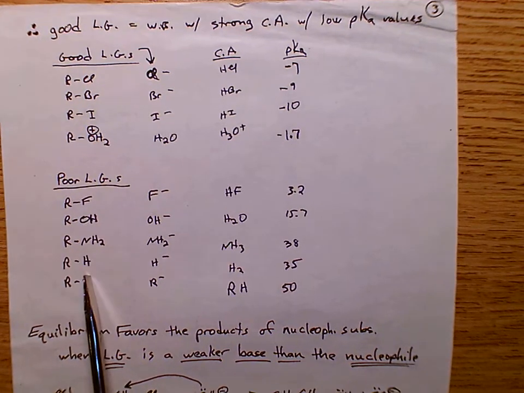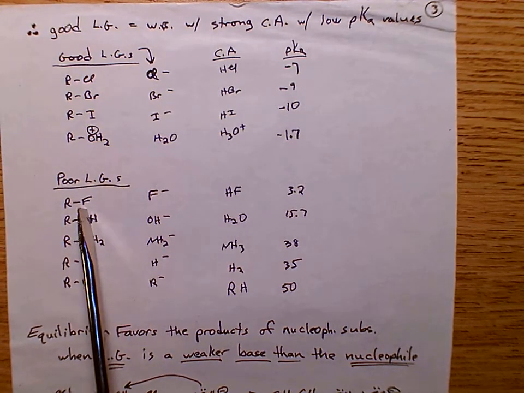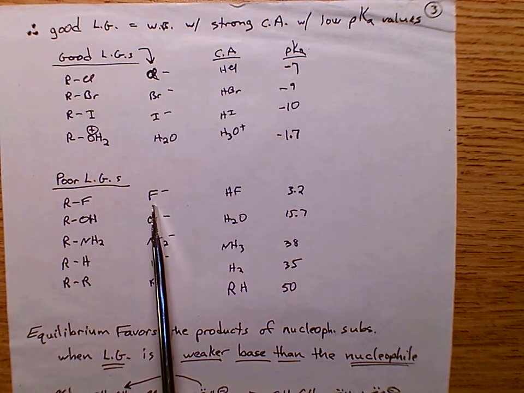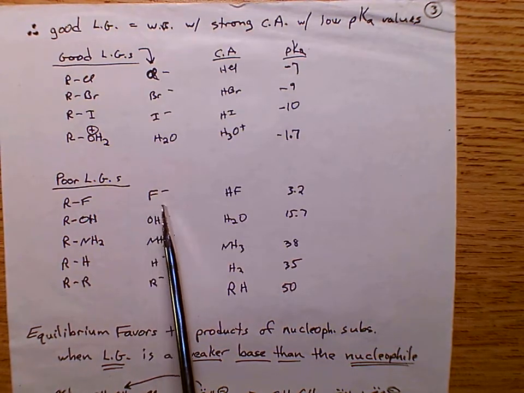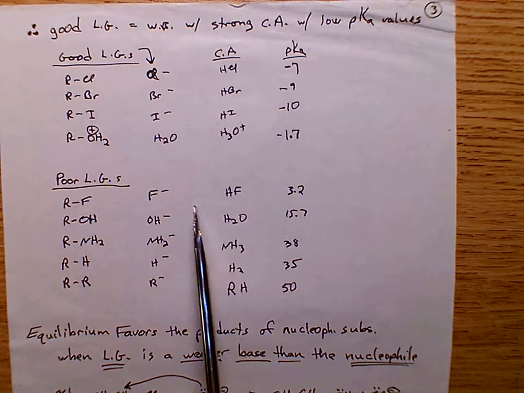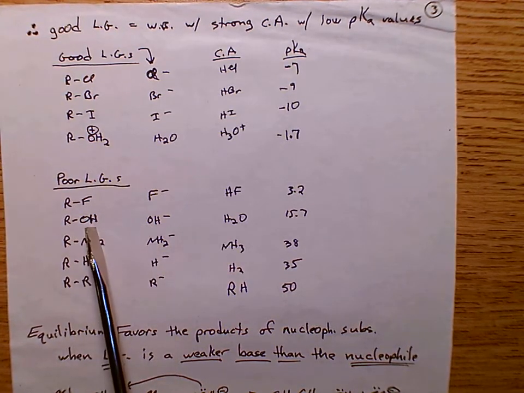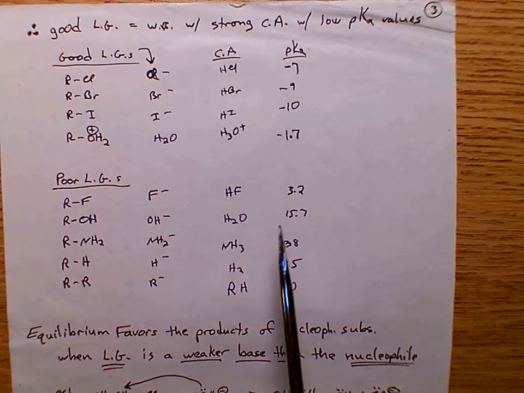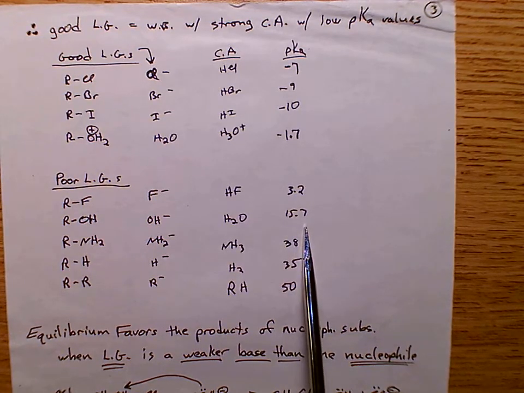Well, let's look at some poor leaving groups here. F, fluoride, is really not that good of a leaving group because the F minus is pretty decent. It's a weak base. And it wants to take in hydrogens. HF is the conjugate acid, pKa of 3.2. OH minus, horrible leaving group, OH minus is, because OH minus is a strong base. It wants to take protons. The conjugate acid of OH minus is H2O, pKa is 15.7.